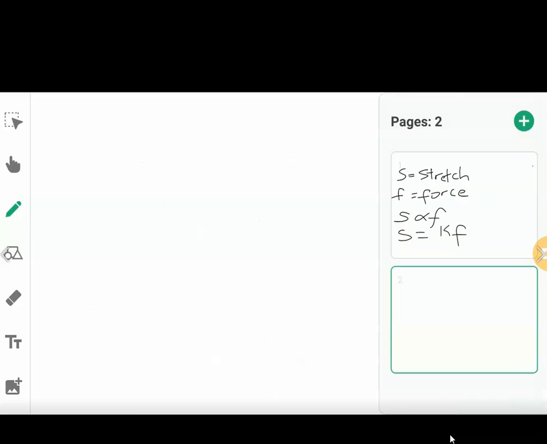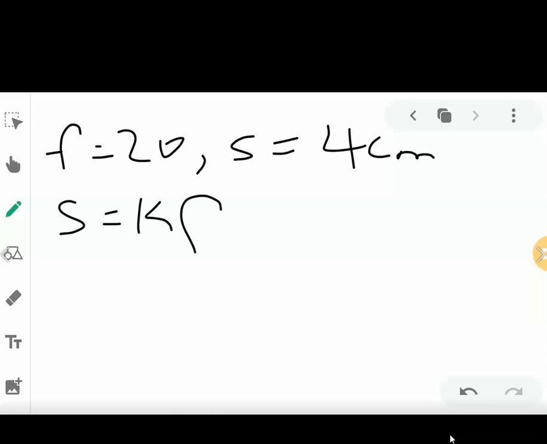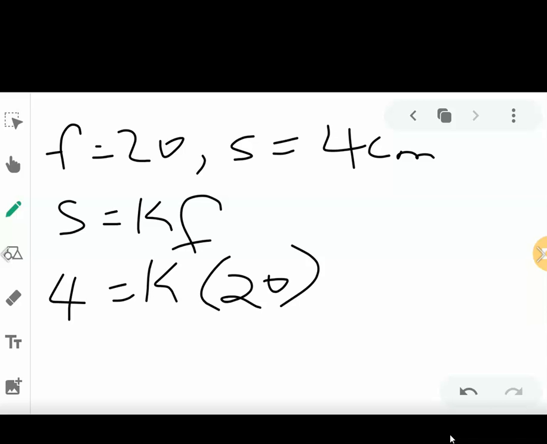So the next sentence says a force of 20 newtons. So when F is 20, produces an increase in length of 4 centimeters. Stretch equals 4 centimeters. So we already have our equation S equal KF. So we can just go ahead and substitute. S is 4, K is what we need first of all, and F is 20. So 20K is equal to 4.